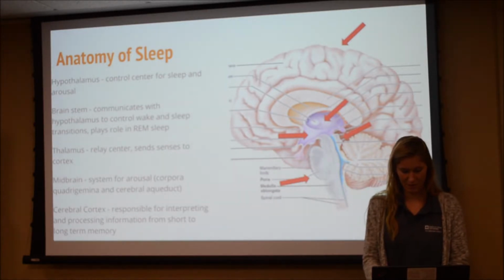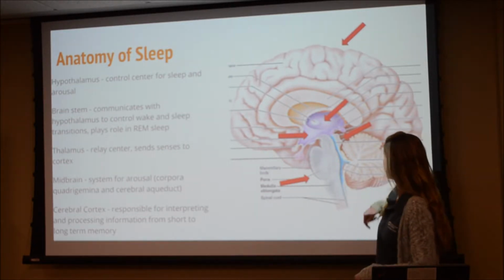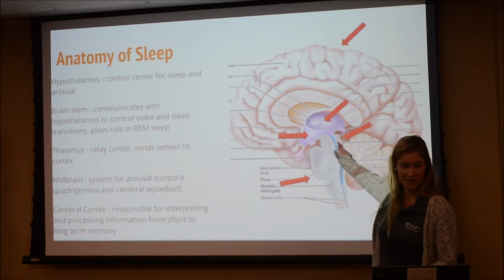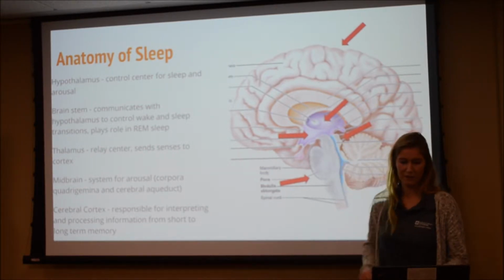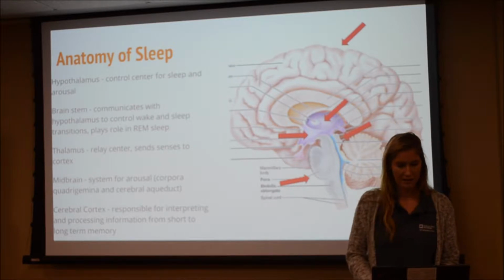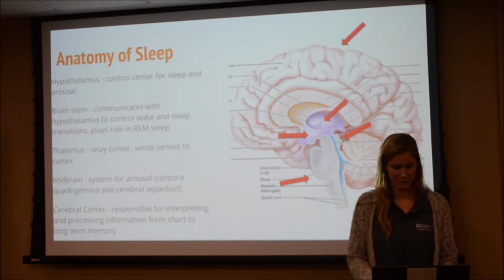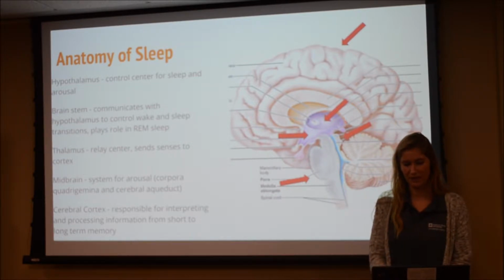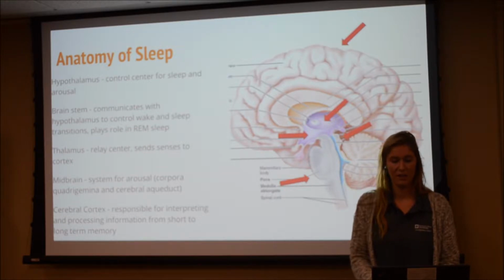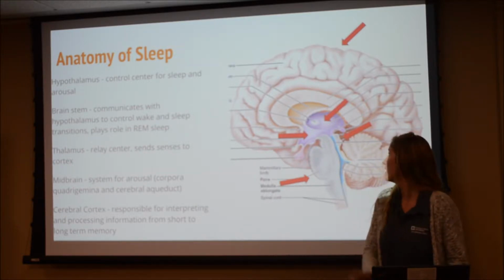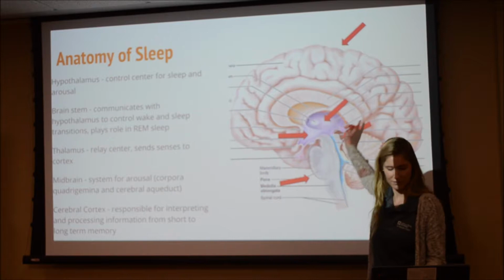Next, we have the midbrain, which is right here. And this consists of the corpora quadrigemina and the cerebral aqueduct. And this is the system for arousal. And finally, we have the cerebral cortex, which is responsible for interpreting and processing information from short to long-term memory. And this is just all around.